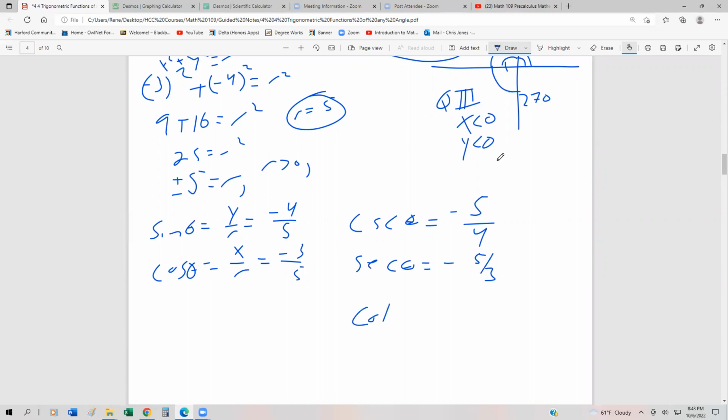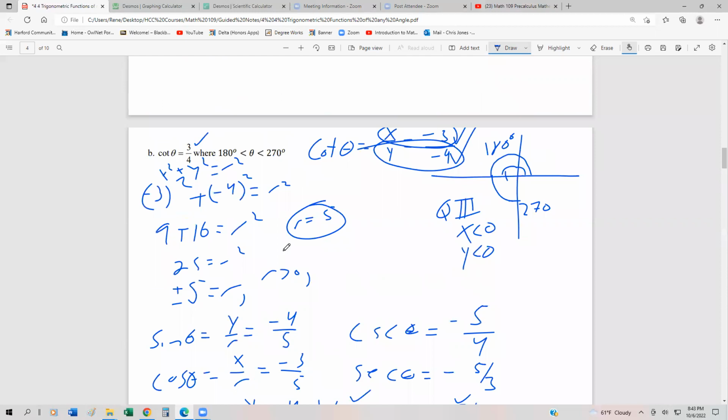We already knew the cotangent function. Remember, the cotangent was 3/4 from the initial problem. That means that the tangent function, which is y over x, technically would be -4 over -3, which just turns into 4/3, all right, which is certainly the reciprocal of 3/4. So that's how we can work with the signs of our trigonometric functions.